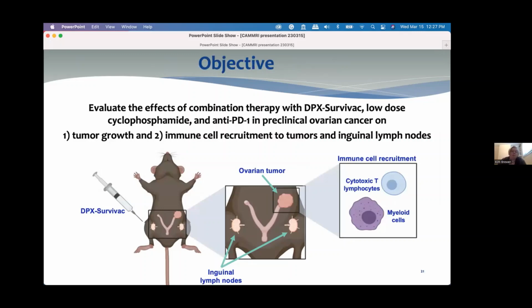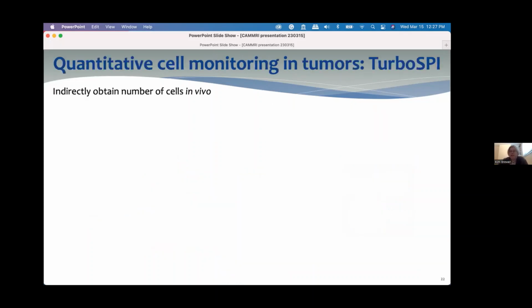So this is a combination therapy study. We looked at DPX Survivac, which I mentioned before. We also looked at low-dose cyclophosphamide, which is basically just low-dose chemotherapy. And we also used what's called a checkpoint inhibitor, or anti-PD-1. We wanted to look at tumor growth and immune cell recruitment. The reason we chose this combination is to match that clinical trial.